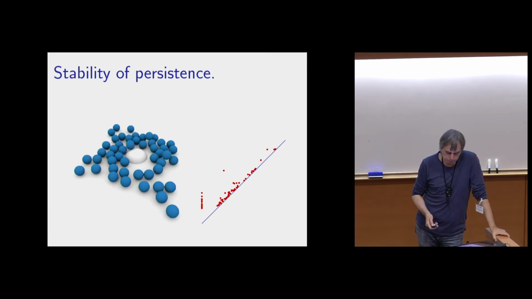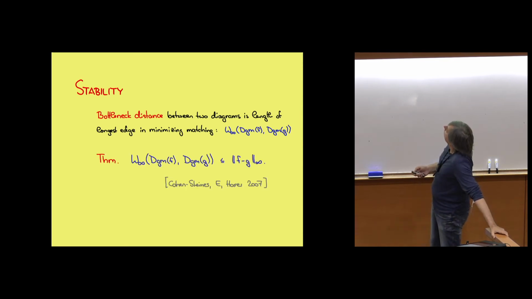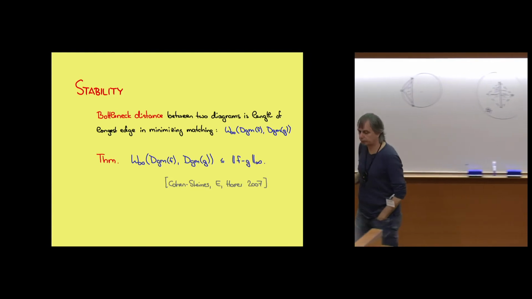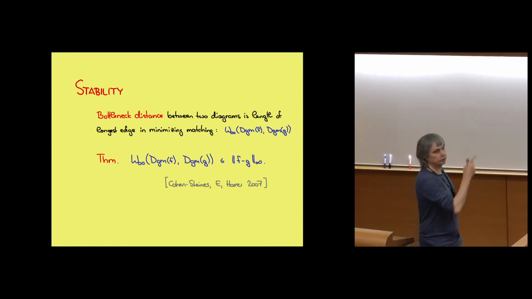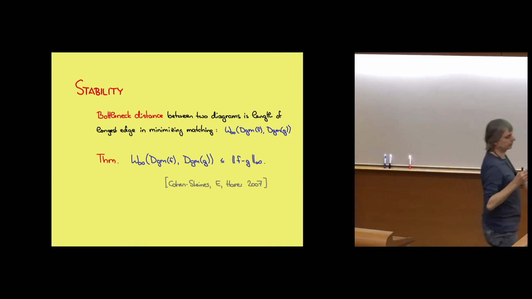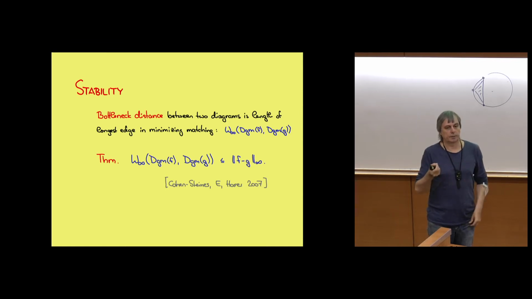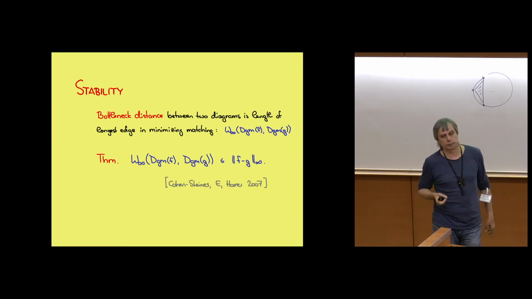Formally, we state it like this, that the bottleneck distance between the diagrams is bounded by the L infinity difference between the functions. The function in the earlier example was the three-dimensional distance from the set of centers. So every point carries its distance from the closest point. And if I move my point a little bit, this distance function changes only a little bit.